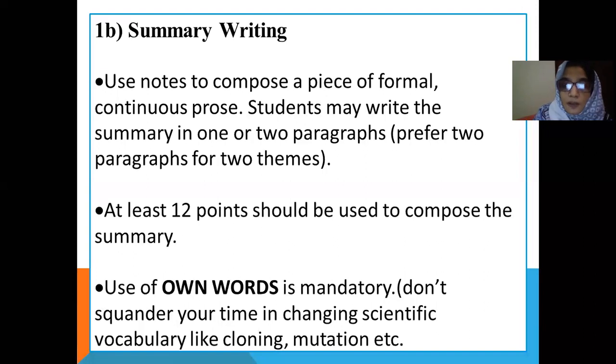The synonyms are to be used, or if they cannot come up with a synonym, then they may write a description for it. Another thing is that there are some jargons, some scientific words that are used for different themes. So students need not change them. They can be used as they are.